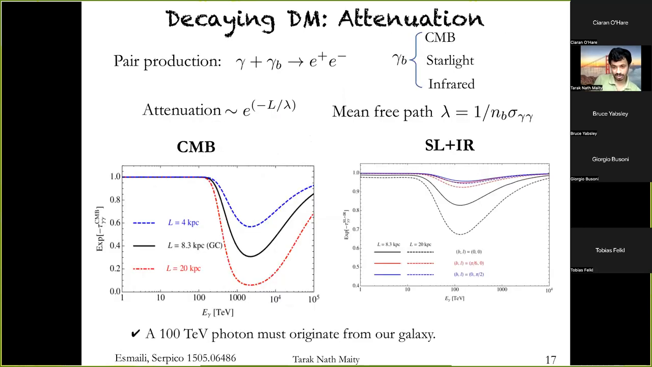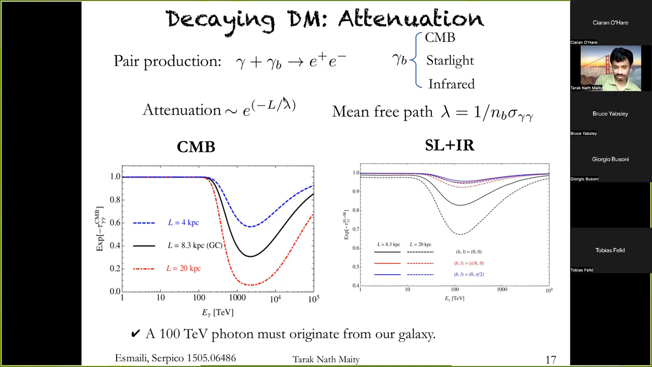Then coming back to this attenuation factor, the essential physics over here is this. If these are the gamma rays that you are producing from, let's say, dark matter decay, then they may interact with some background photon, which could be either CMB, starlight, infrared, or maybe extragalactic background. Once they interact, that would pair produce electron positrons, and the attenuation you could calculate utilizing this formula.